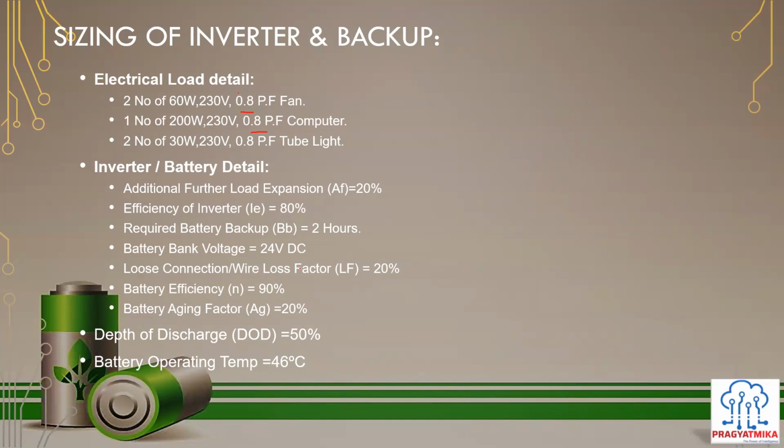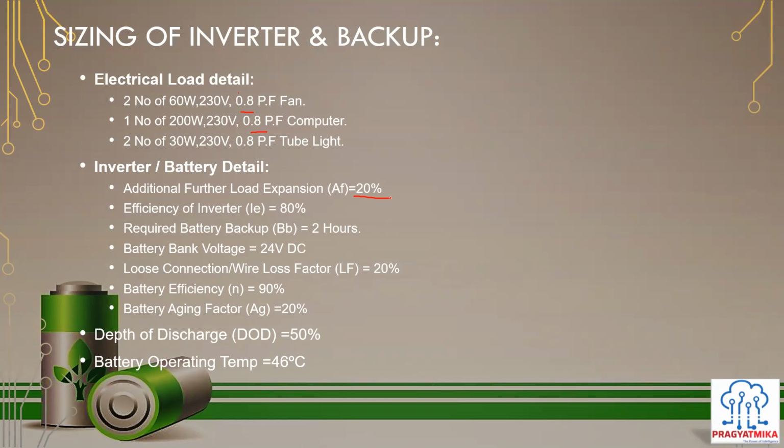Once we are deciding the power backup, we also consider approximately 20% extra load expansion. The efficiency of our inverter is 80%. We want the backup for 2 hours. The bank voltage, the battery voltage that we require, is 24 volt. The wires would be connected and thereafter there would be wiring losses, so we consider a loss factor of 20%. The battery charge and discharge efficiency is 90%. There is a 20% aging factor, the difference from 100 to 80. The depth of discharge is 50%, so if the SOC dips below 50%, the inverter should start charging. And the operating temperature is kept at 46 degrees centigrade.